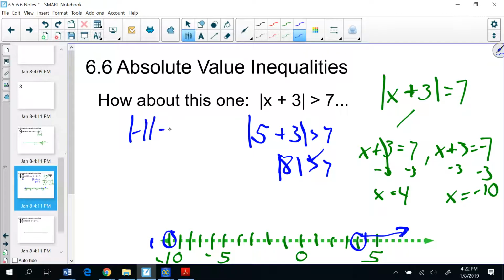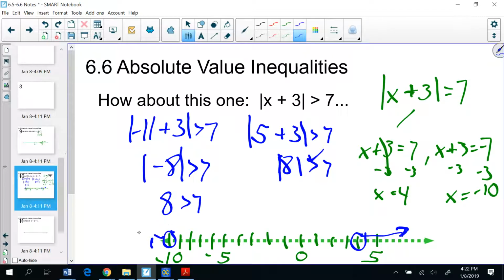-11 plus 3 is greater than 7. Keep in mind we have the absolute values. -11 plus 3 is -8. The absolute value of -8 is greater than 7. Well, what is the absolute value of -8? It is just +8. So that still works. We can go in this direction.